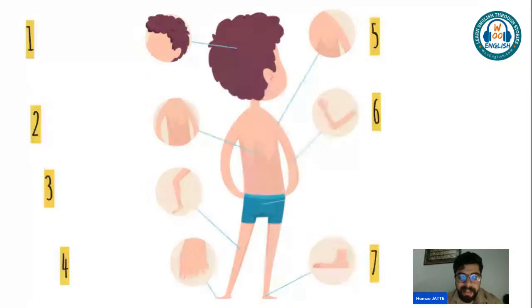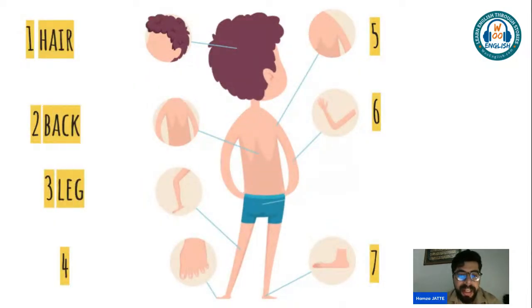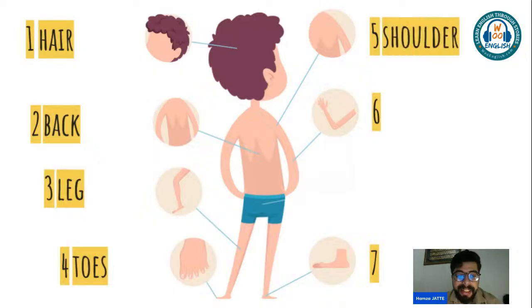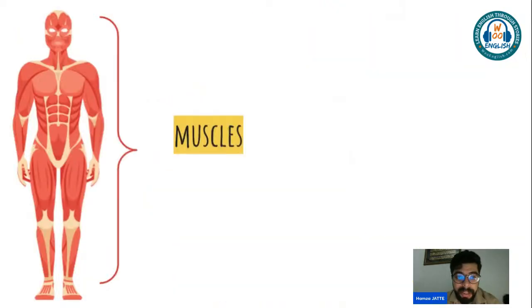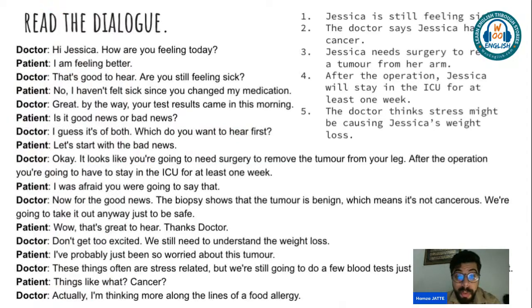What about these? All right. Let me take you through them again. So you said hair, back, leg, toes, shoulder, arm, and foot. Right? Don't waste a lot of time. These are muscles, of course.